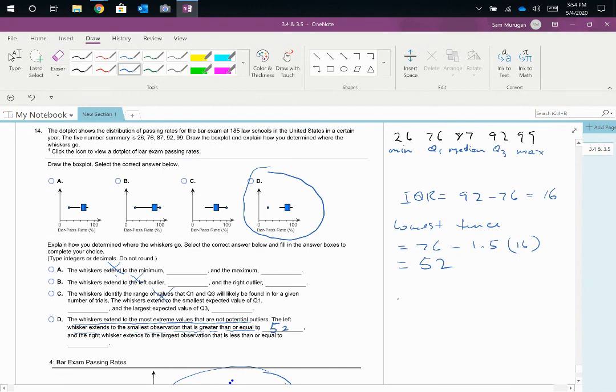And then the upper fence is equal to 92 plus 1.5 times 16. I have my calculator here, which is equal to 116.